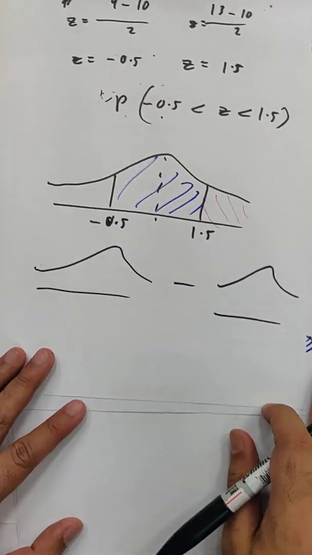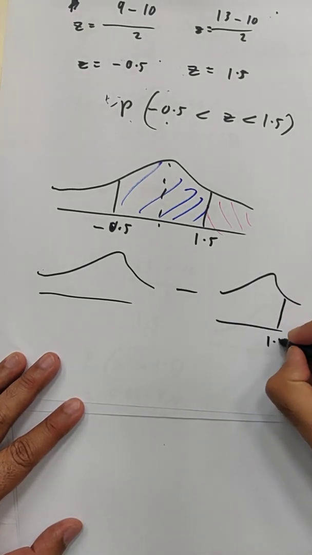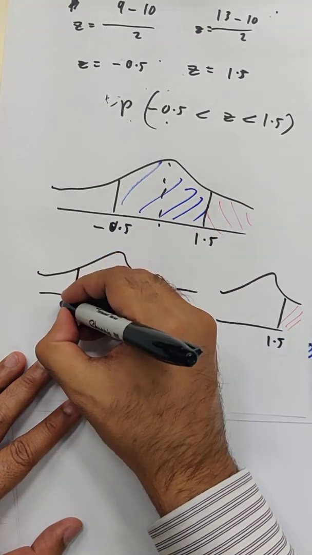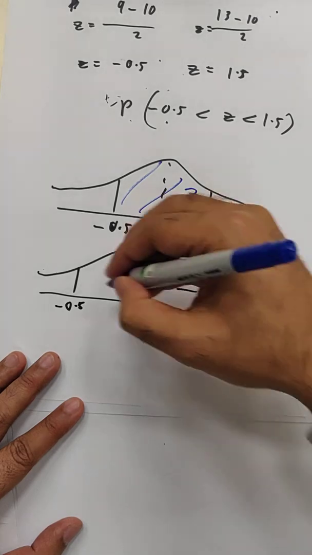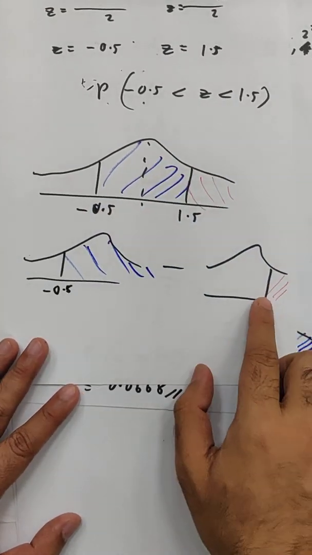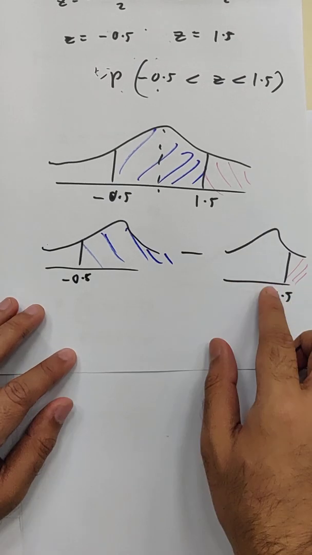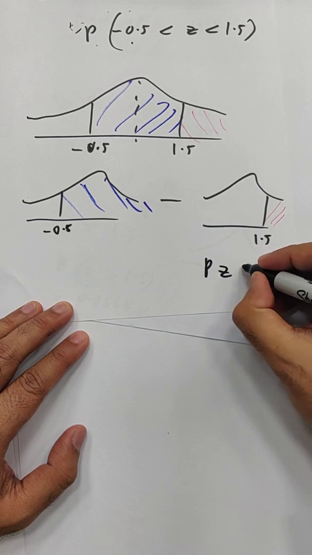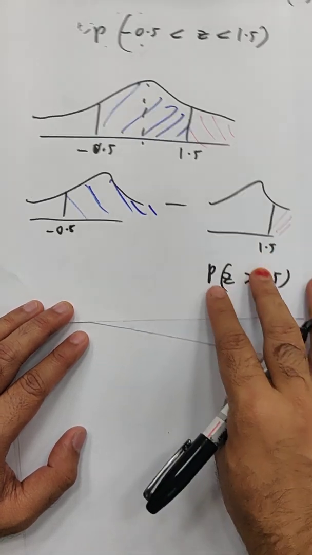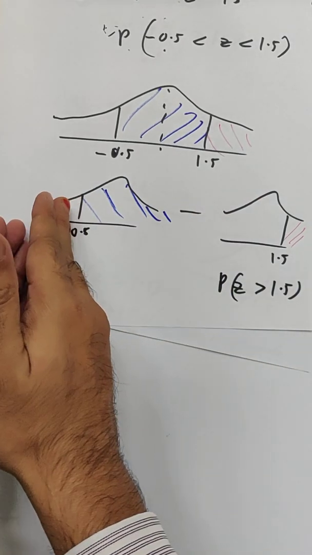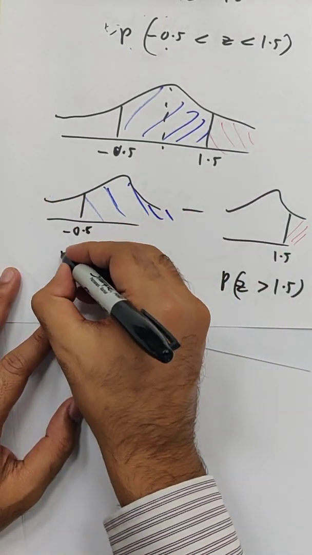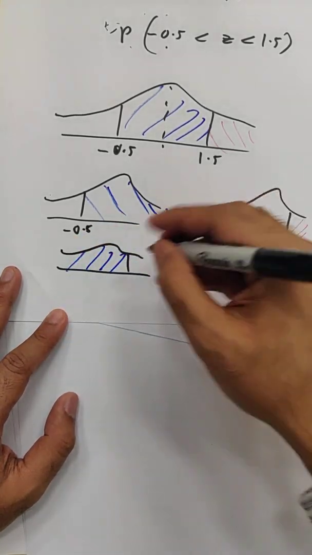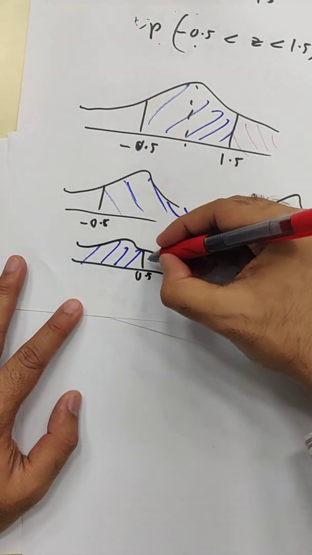In my mind, it's this way. 1.5 minus this part, negative 0.5. Okay, this one is easy for you to solve first. This one just simply P(Z more than 1.5). Read it from the table, you can solve it. What about this one? This is negative side, so I need to flip it around. So I need to minus this part here.